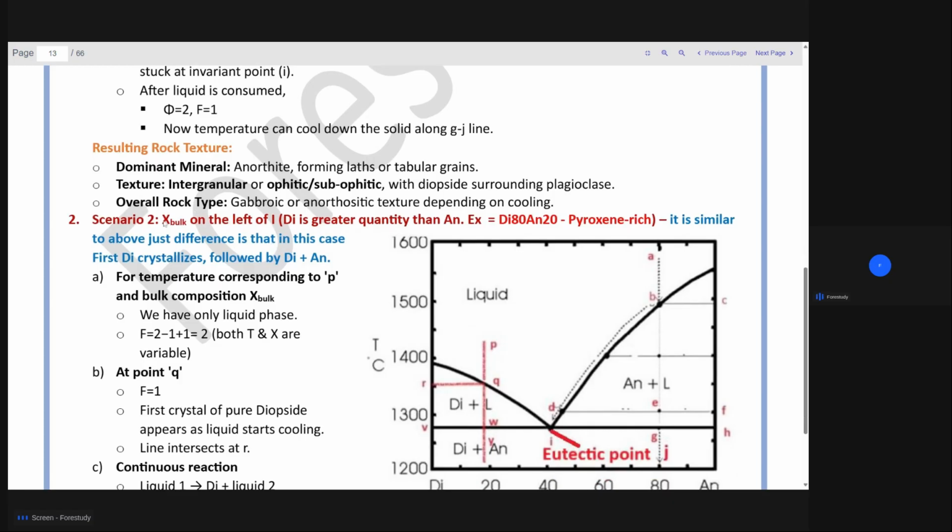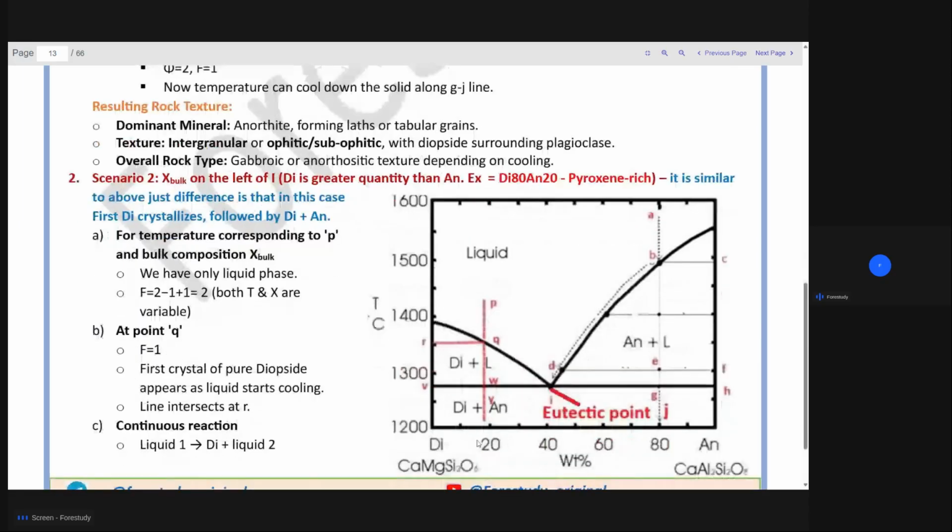Okay, so next in the scenario, say we take a bulk composition of P, which is diopside 80 and anorthite 20, which is obviously pyroxene rich because diopside is 80%. It is similar to the above figure, and in this case the first diopside crystal will form. It will touch this liquidus curve. Then R will be the first diopside crystal that will form.